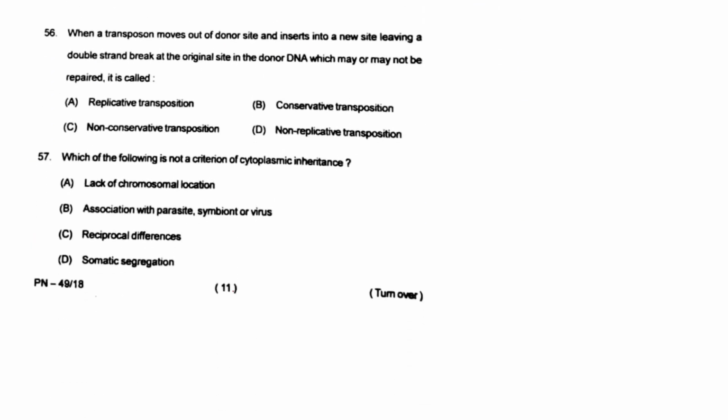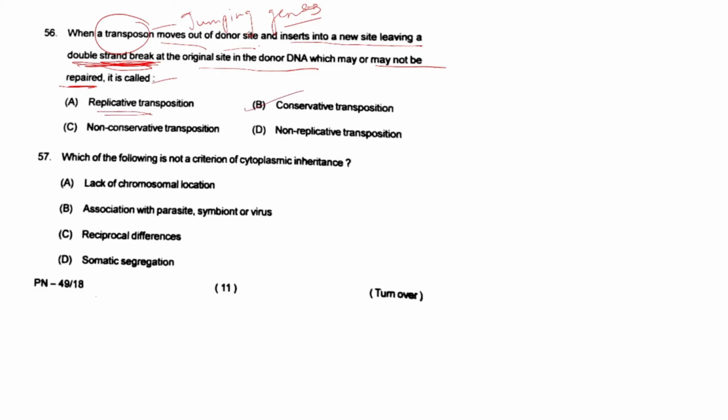Next, question number 56. When a transposon moves out of the donor site, what is a transposon? Transposon is your jumping gene. Okay. The transposon moves out of the donor site and inserts into a new site, leaving a double-stranded break at the original site of the donor DNA, which may not be repaired. Then it is called which type? It is called conservative transposon.